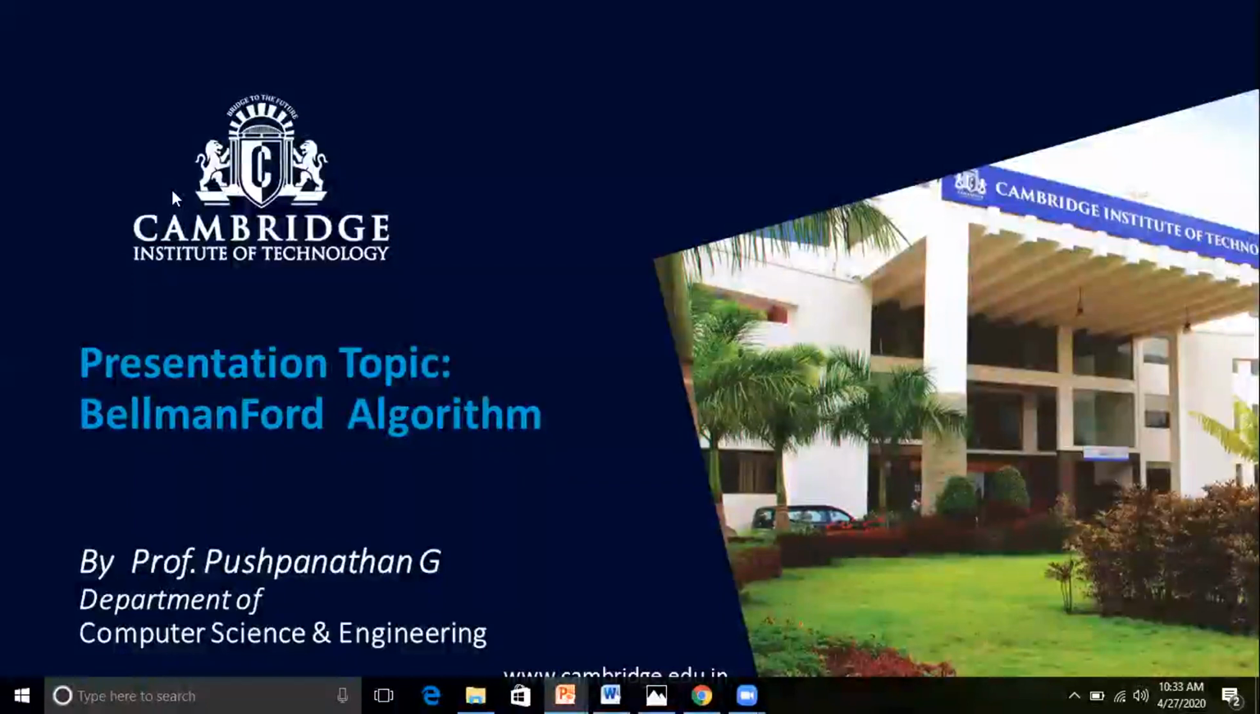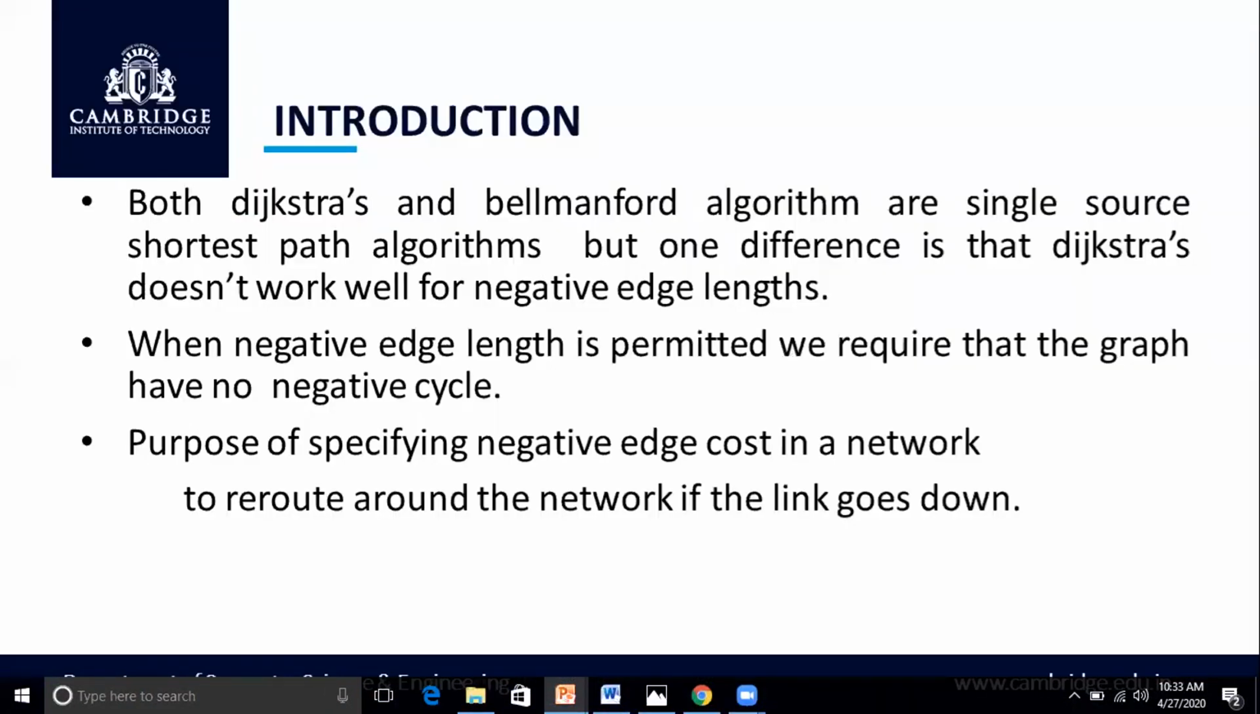Now, what do you mean by Bellman-Ford algorithm? It is also a single source shortest path algorithm, same like Dijkstra's. We already discussed Dijkstra's algorithm in the third module. The Dijkstra's algorithm is a single source shortest path algorithm. Even the Bellman-Ford algorithm is also a single source shortest path algorithm. The difference between both is that Dijkstra's algorithm will not support negative edges, whereas the Bellman-Ford algorithm supports negative edges. Are you following this?